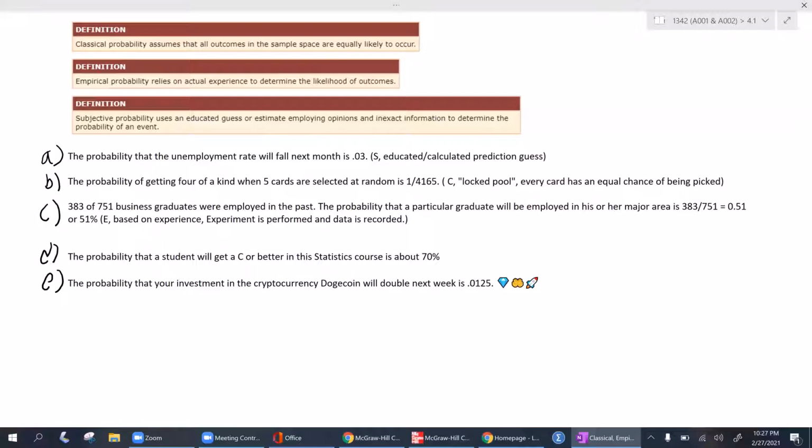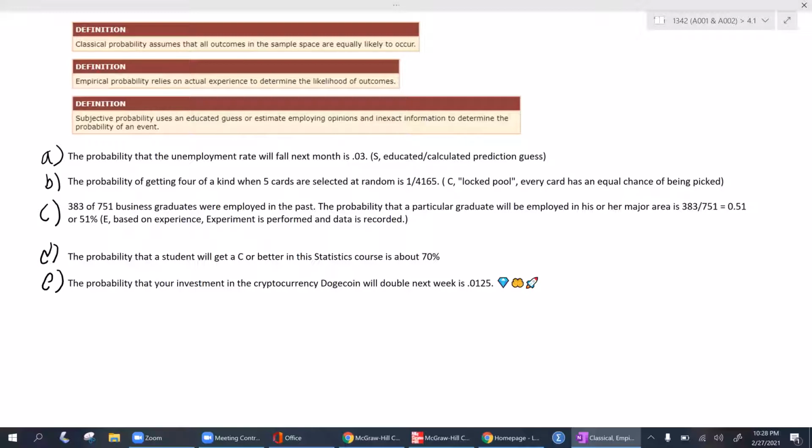And last but not least, 383 out of 751 business graduates were employed in the past. The probability that a particular graduate will be employed in his or her major is 383 over 751, or 0.51, or 51%. That there is going to be empirical, because that's based on experience. That's information based on data that was collected. That probability is based on data that was collected.